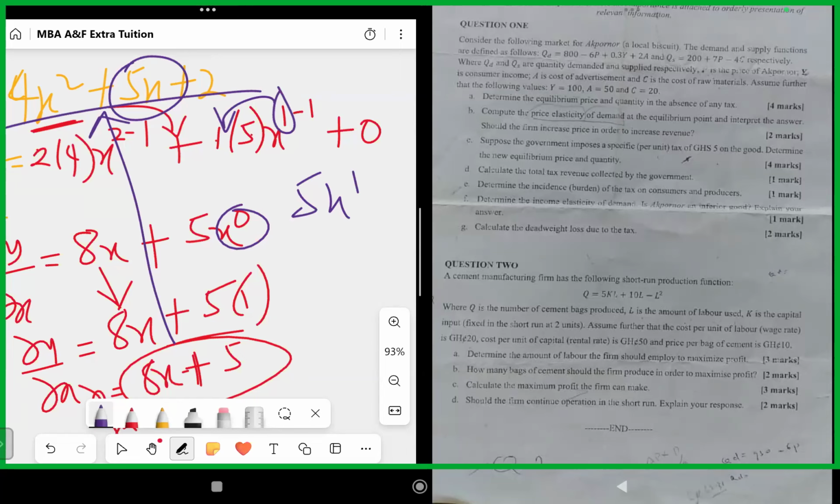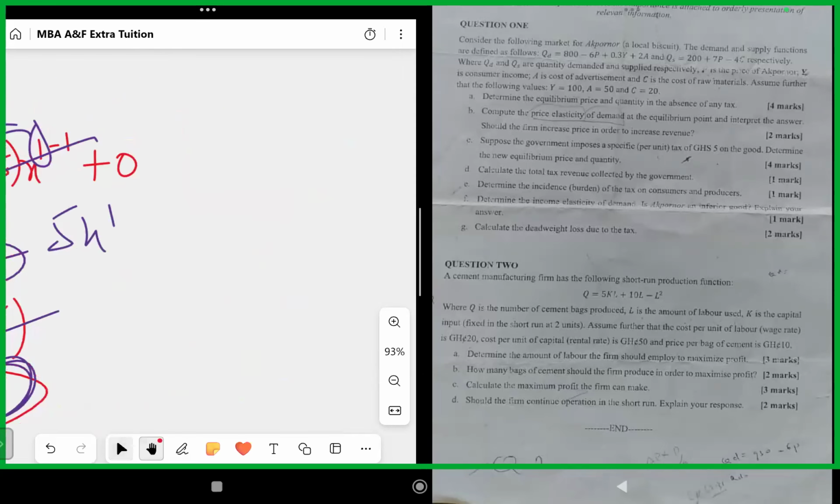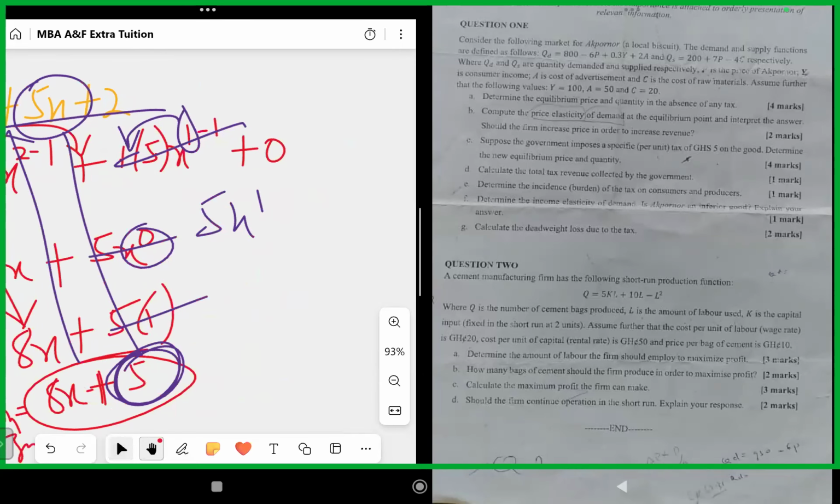Have you seen it? So there's no need for me to do all this. I'll just write 5. Okay, the 2: why is the derivative of the 2 zero?